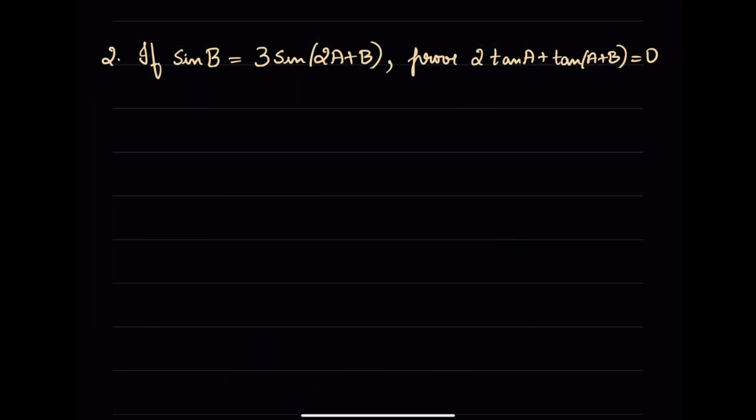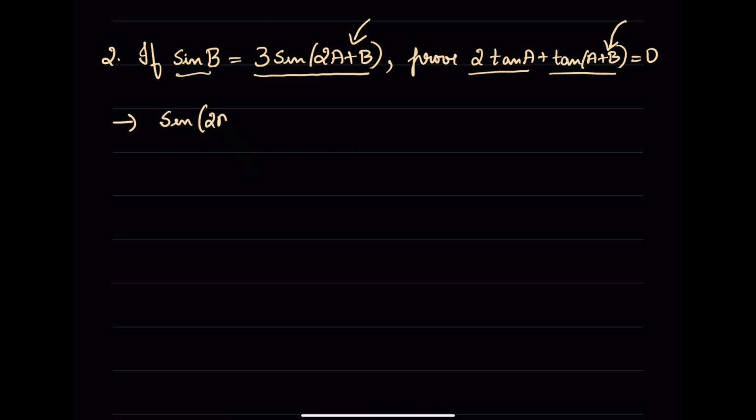Now in the second question, the information given to us is sin b is equal to 3 times sine of 2a plus b. Using this, we have to prove that 2 tan a plus tan of a plus b is equal to 0. Now if you observe here, in the required proof, there is no 2a plus b. Instead of that, it is a plus b plus 2 tan a. So basically what we have to do is, we have to change this somehow to a plus b format.